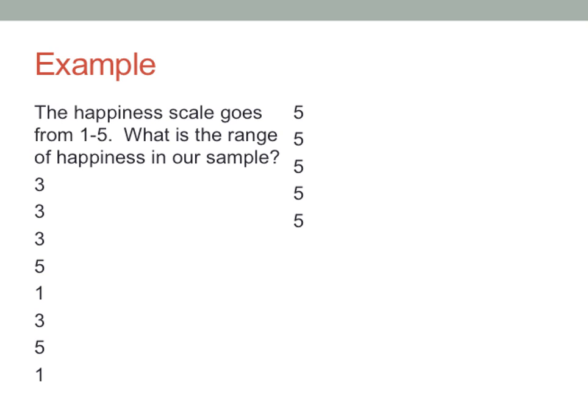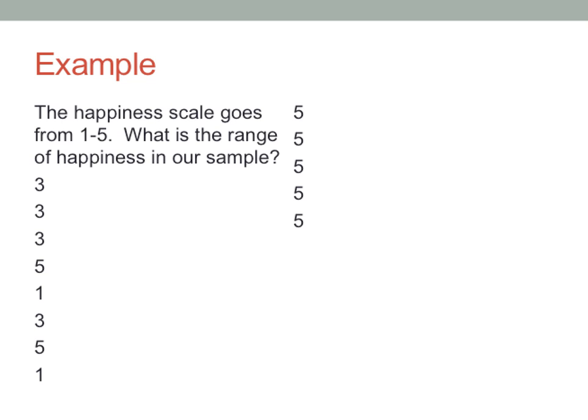So what, in our example, is range here? I'm not even going to ask you to pause it, because if we have a scale from 1 to 5, we can see our scores only go from 1 to 5. This should be the easiest math you do all semester. We take our highest score 5 minus our lowest score 1, and we get a range of 4.